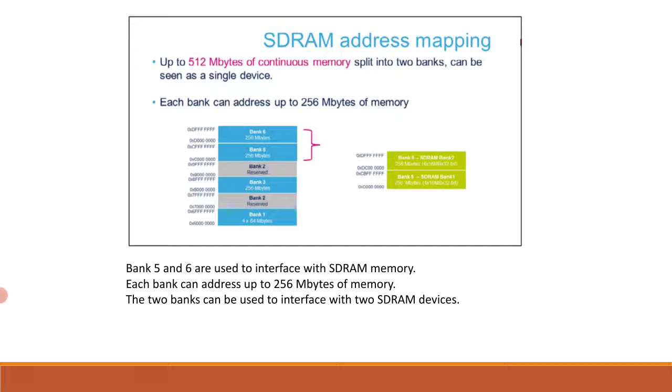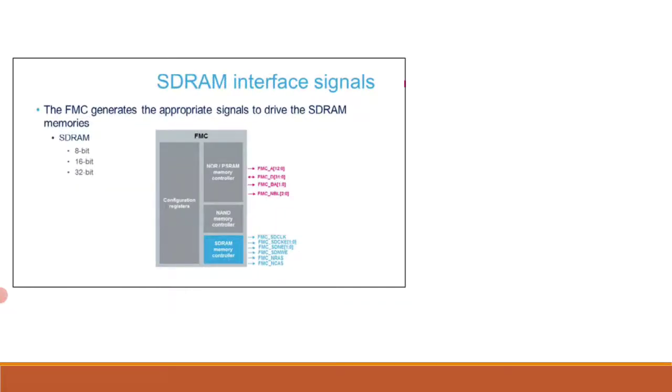And coming to the SDRAM interface signals, you need to note down the difference between the NOR and now the SDRAM. The FMC generates the appropriate signals to drive SDRAM memory. The address and data are shared with the NOR or PSRAM controller. The bank address signals FMC BA0 and FMC BA1 are shared with FMC A14 and FMC A15 respectively. Is this clear? I hope I answered your question.